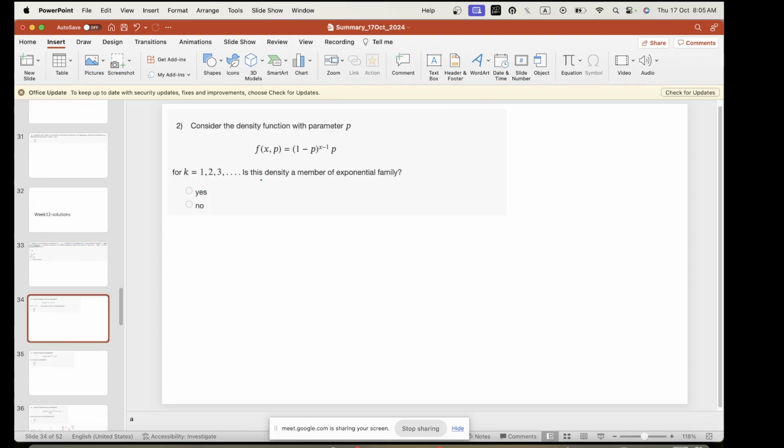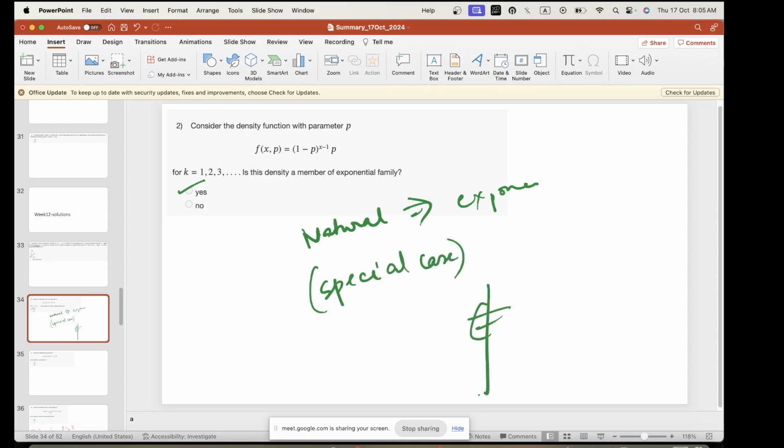This one, is this density a member of the exponential family? Yes, ma'am, actually, I have solved it using natural exponential family. But using exponential family, I think I can also solve that. See, if it is natural, then it belongs to the exponential family for sure, because the natural family is actually a special case. But the converse is not true.